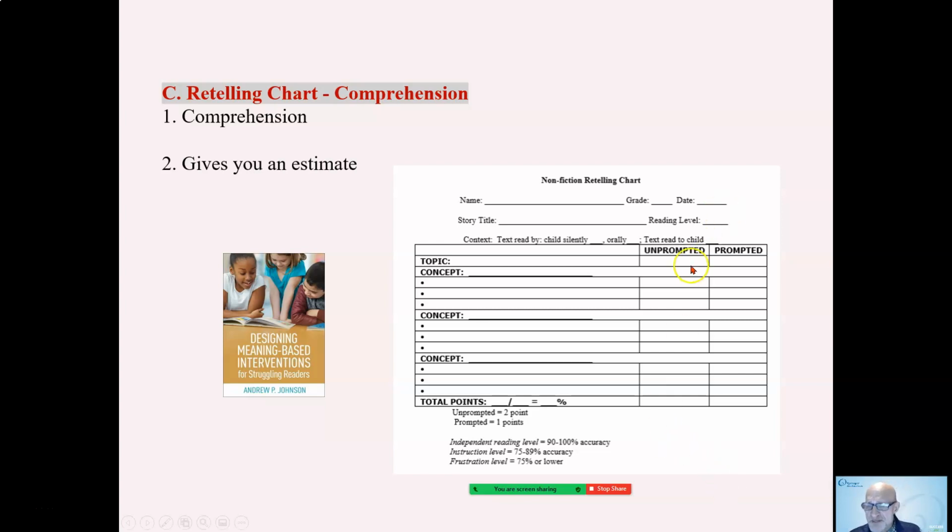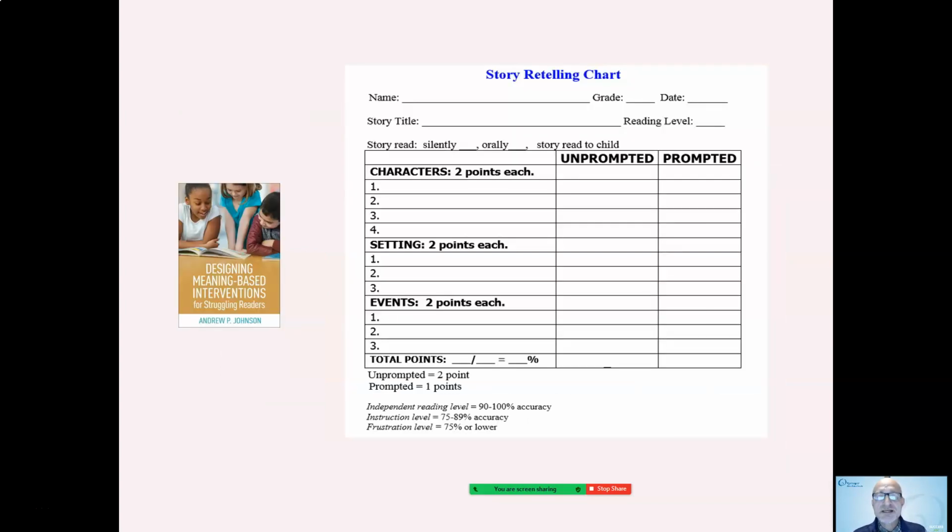And if it is unprompted, they get 2 points. Prompted, they get 1 point. So you look at the total number of points and deduct. You're able to find the percentage: independent level, 90 to 100%, 75 to 80, frustration. You get the sense. This gives you comprehension levels, different from word identification levels. These are comprehension levels. And this is for expository, and this is for narrative text.